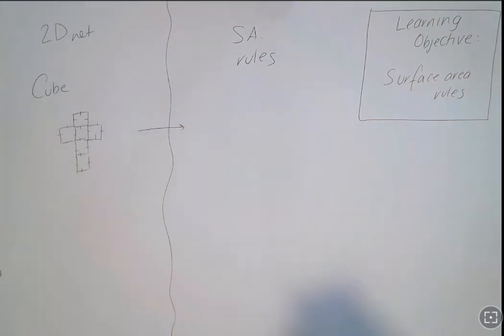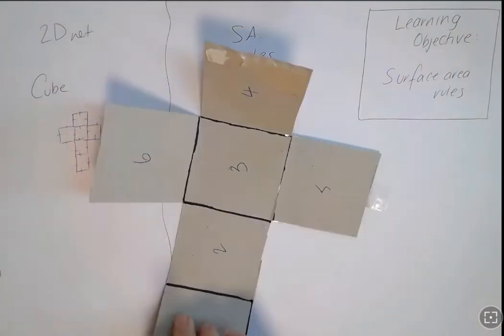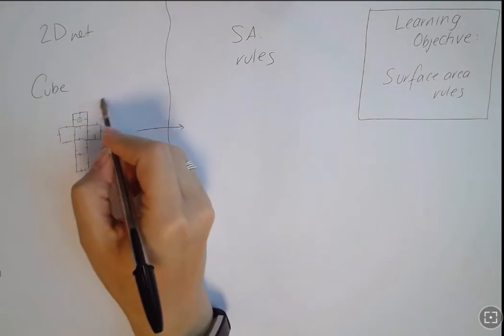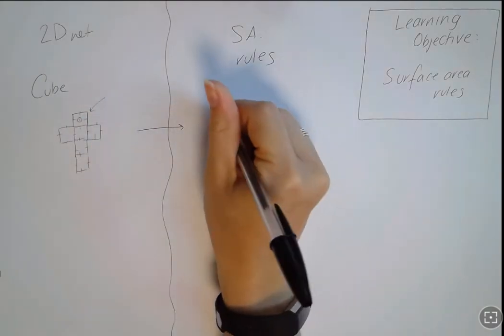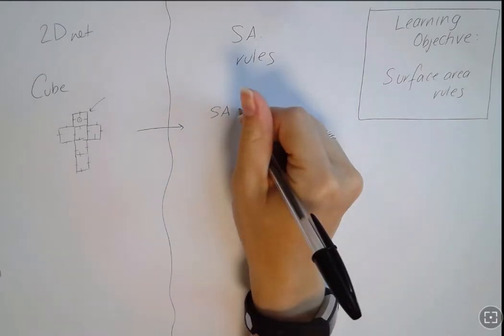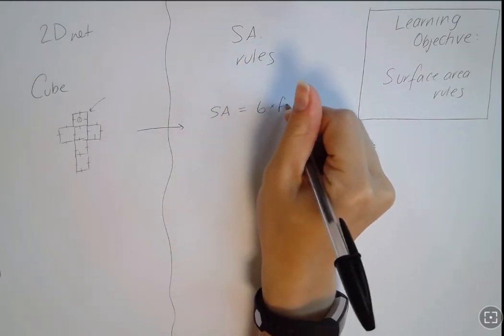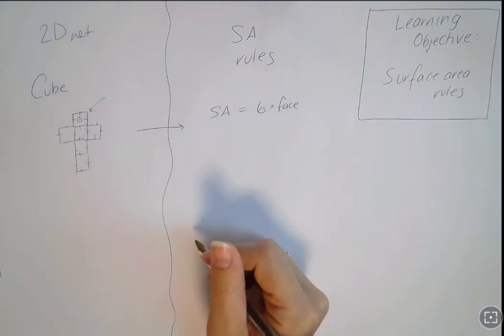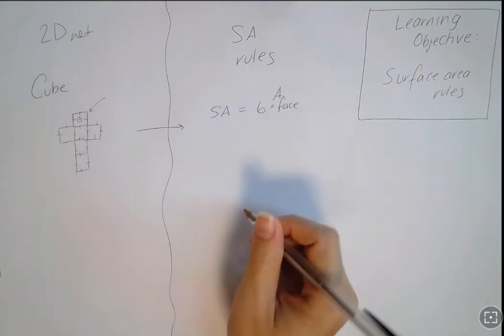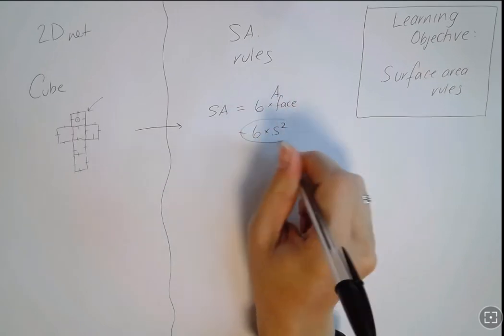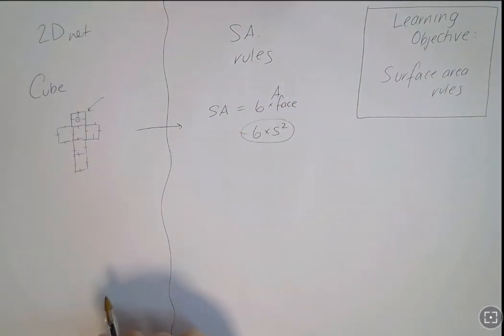Then if we need to figure out exactly how much cardboard it takes to make this shape, we need to do 6 times one of these faces. So the rule for surface area of a cube is 6 times the face, or the area of the face, which is 6 times side squared. So that's our important rule there.